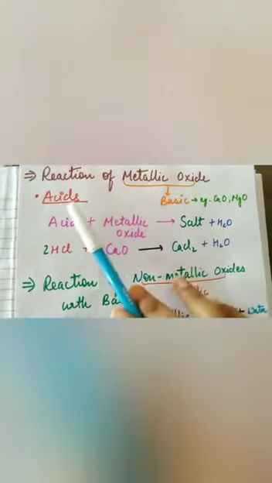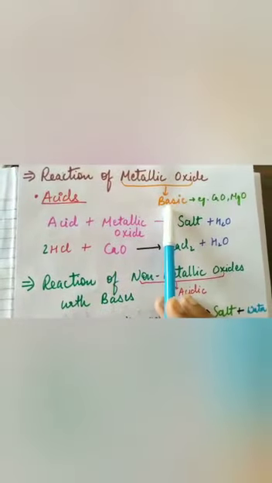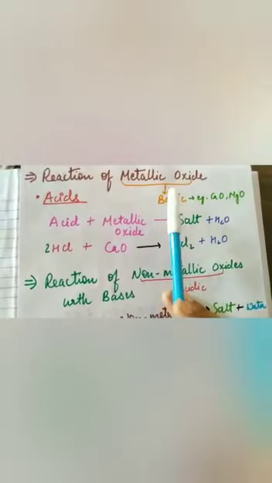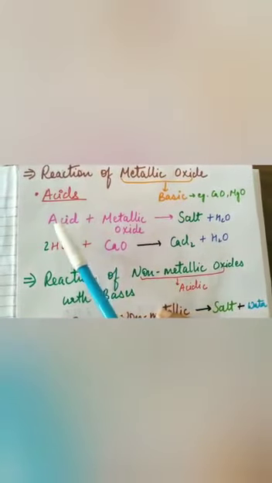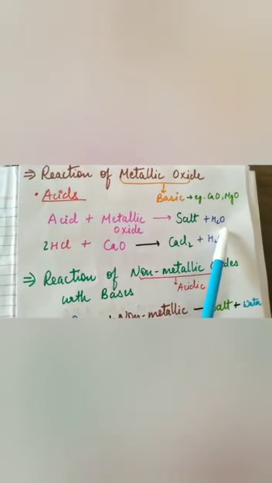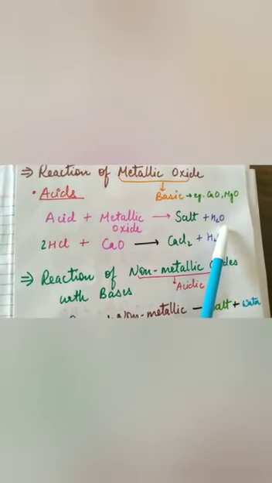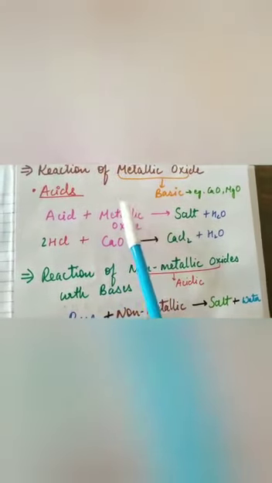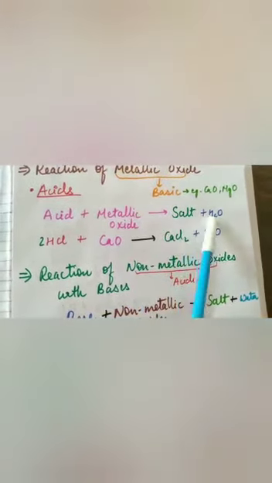It reacts with acids. It does not react with base. Why? Because it itself is basic in nature. So it always reacts with acid. When acid reacts with metallic oxide, salt and water are formed. Again, it is a kind of neutralization reaction, because one is acid and the metallic oxide is basic in nature, so it acts as a base. So salt and water are formed.